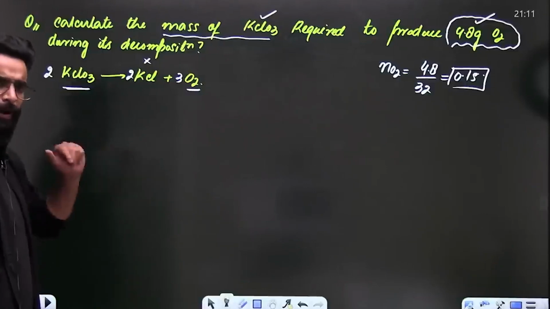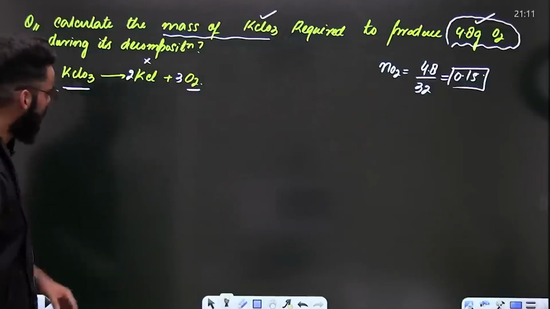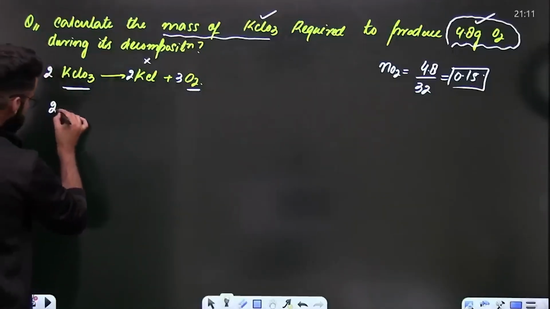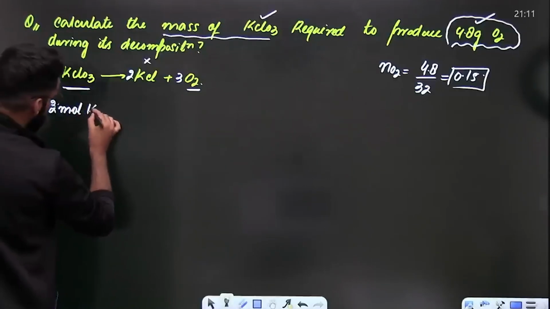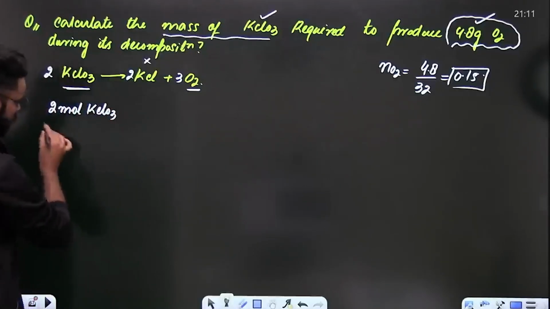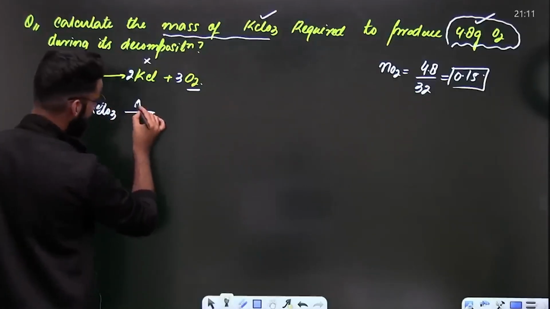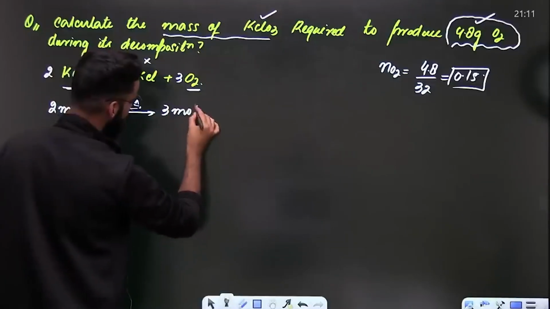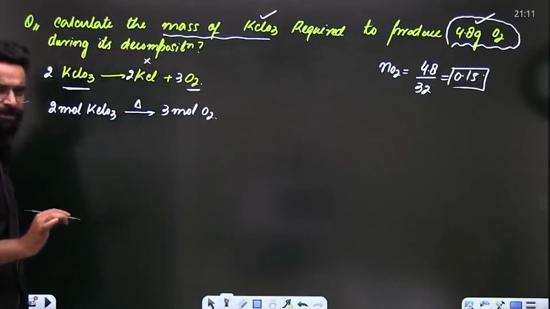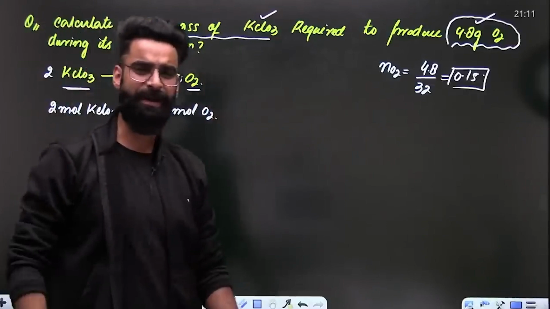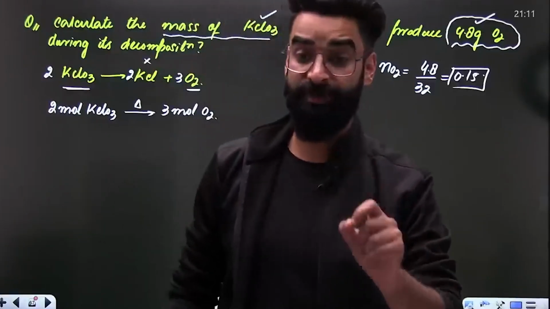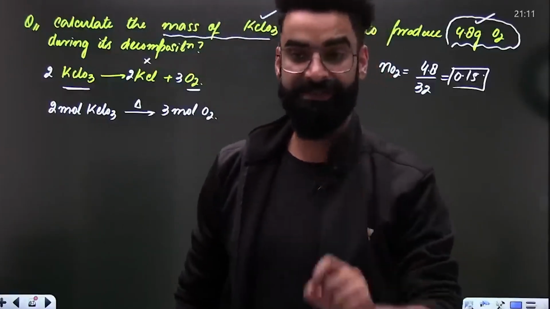Right? Now understand one important thing. How would I write the statement? I can write the statement like this: from the stoichiometry, 2 moles of KClO3 upon heating produces 3 moles of O2. Correct? I told you one thing a few minutes back. The one whose data is to be calculated has to be on the right side.